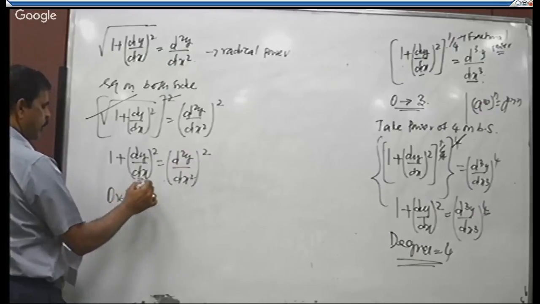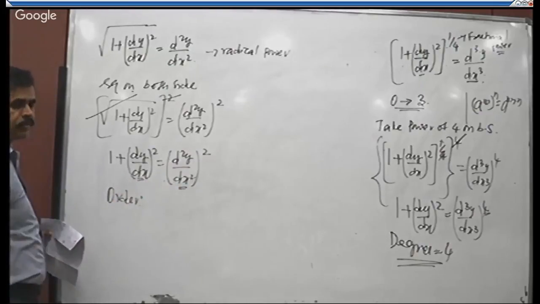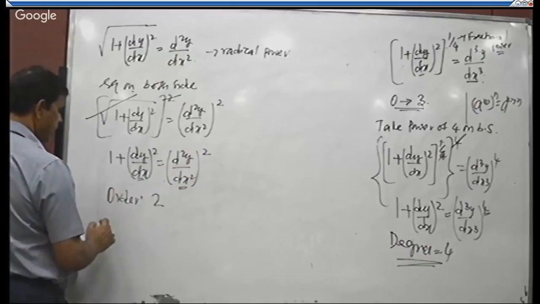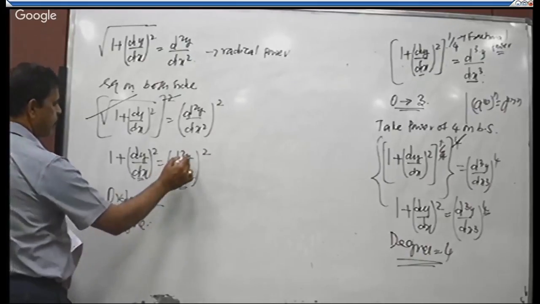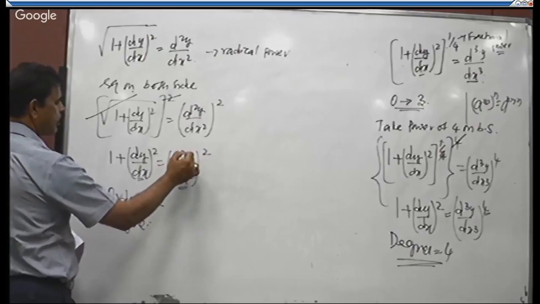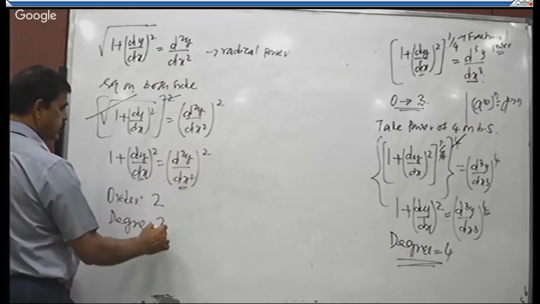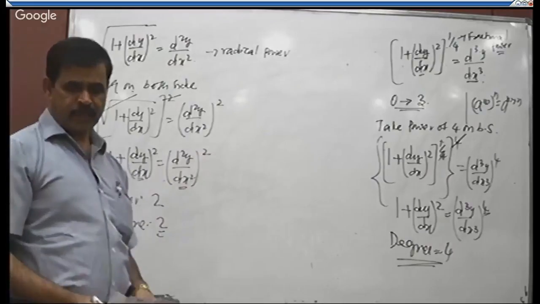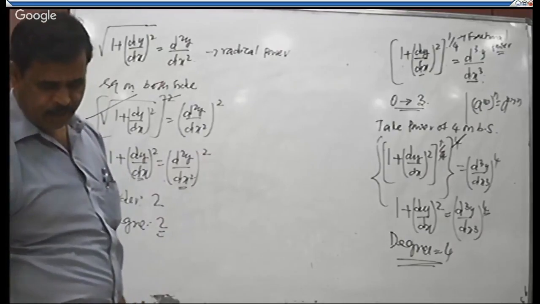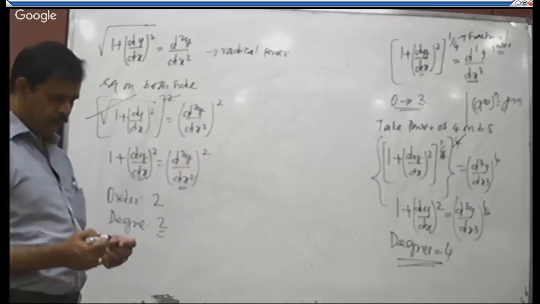Then we can say order is what? This is first order, this is second order. Which is highest? 2. Therefore order is 2. What is degree? We should take the highest power of the highest order, right? Degree is also 2. This is the way of getting order and degree of a differential equation, right?